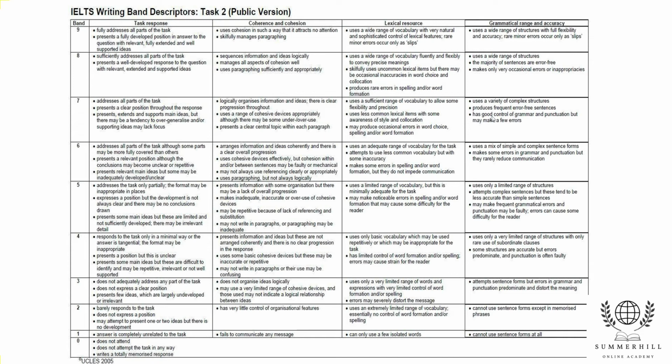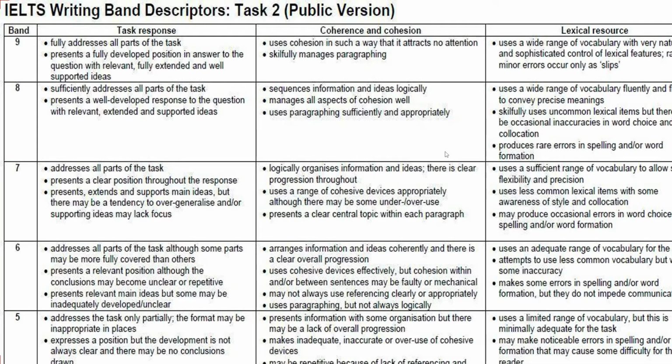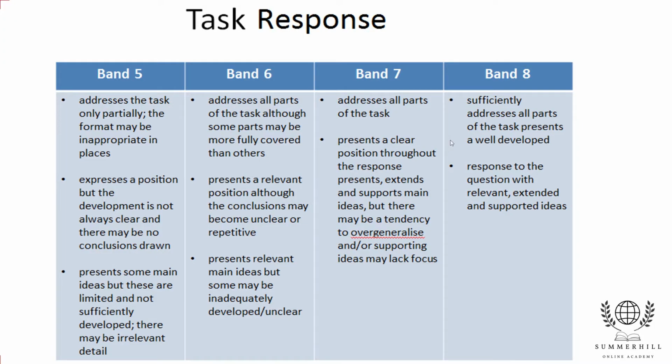Specifically, why we want to create a balanced response has to do with what IELTS Writing expects you to do for Writing Task 2, and we can see that in the task response section of the public version of the writing band descriptors. So when we take a look at Writing Task 2 task response, and what they're looking for at band 5, 6, and 7: for band 5, it says, the candidate addresses the task only partially.